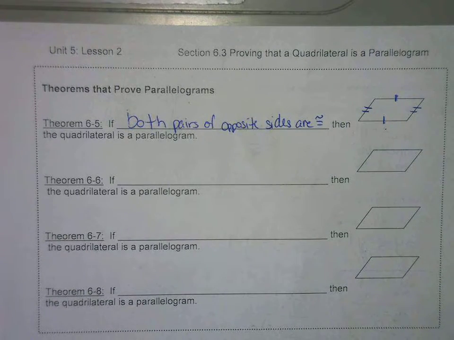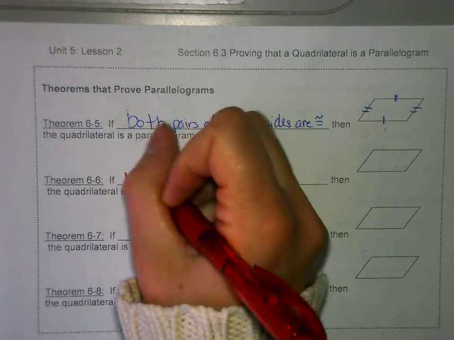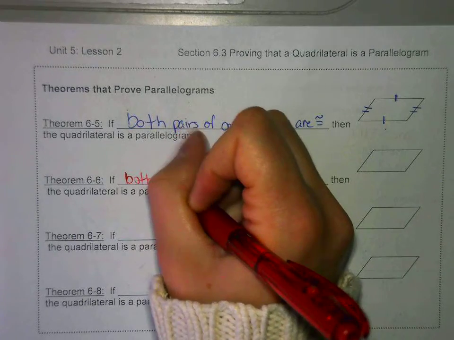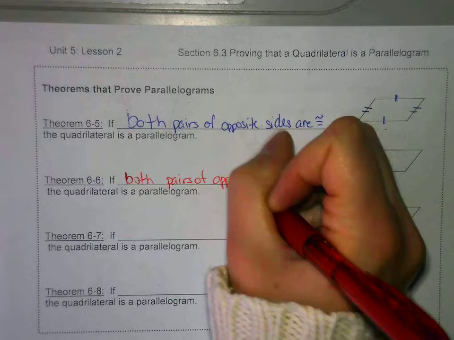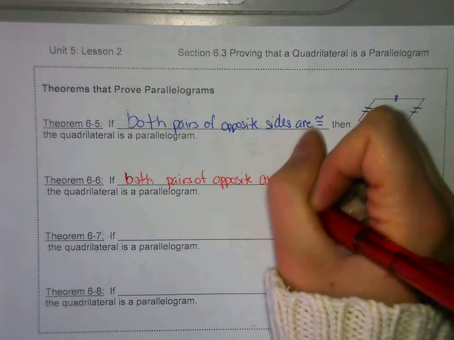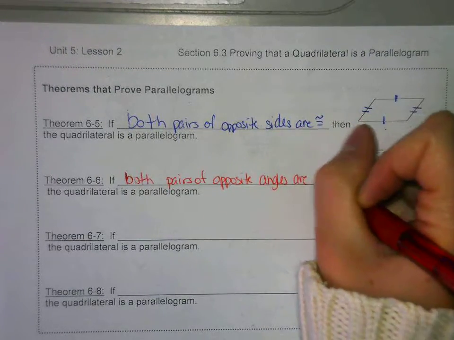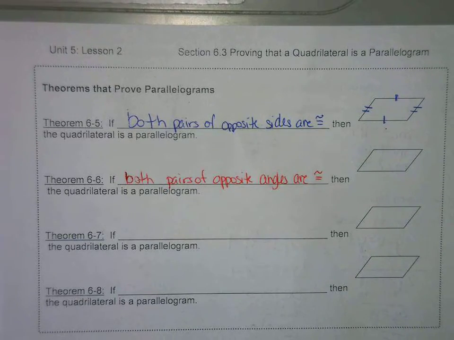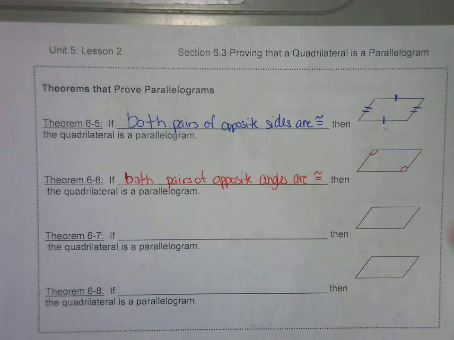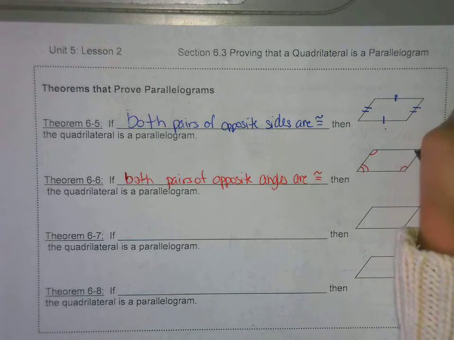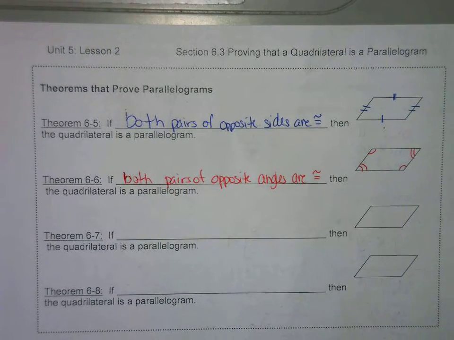Theorem 6.6: if both pairs of opposite angles are congruent, then the quadrilateral is a parallelogram. So if I know these two angles are congruent, and I know these two angles are congruent, then I know this is a parallelogram.